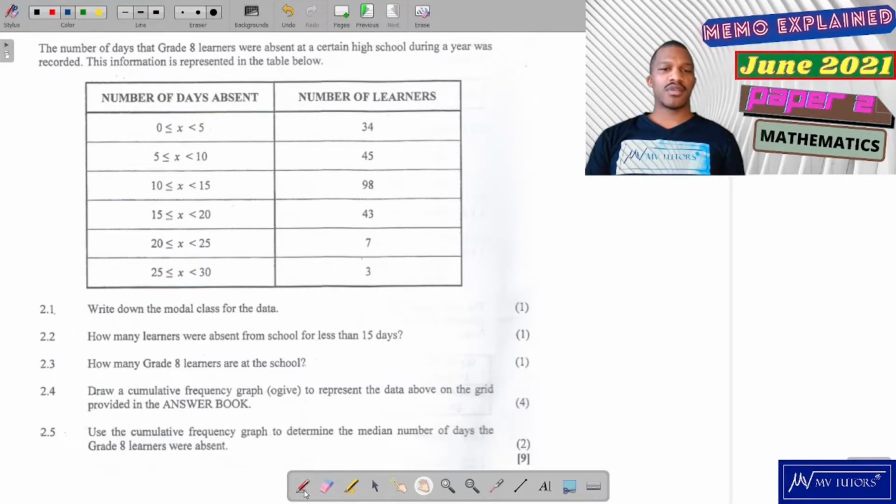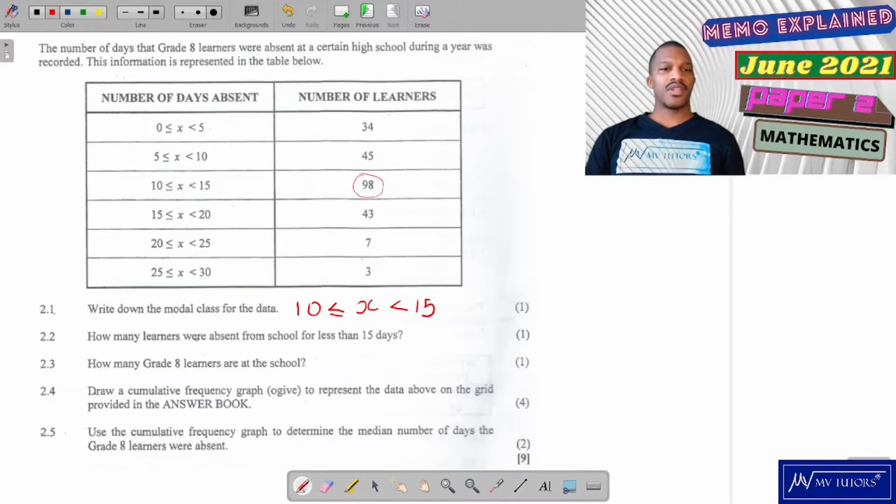Now, they say write down the modal class for the data. If you know what the mode is, when they talk about the mode, they talk about the one that is the most. We can see here that 98 is the most. So the modal class is then this one, where x is between 10 and less than 15 days.